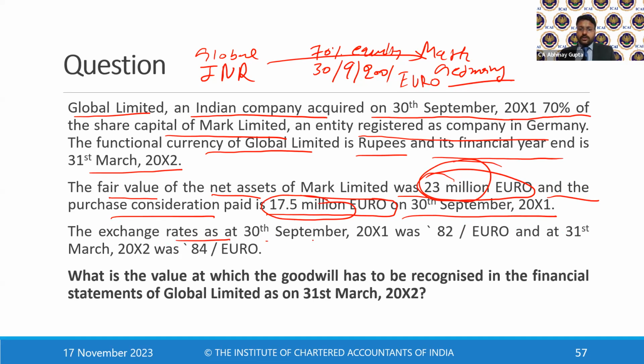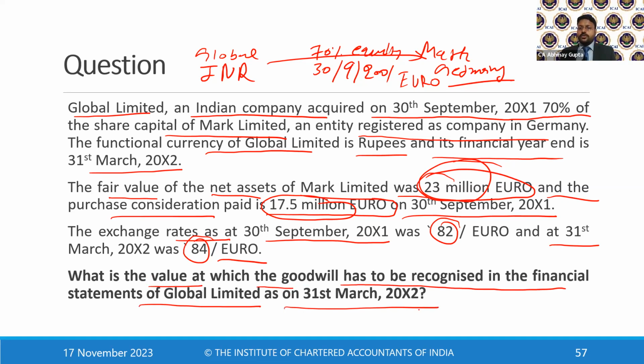The exchange rates on 30th September 2001 was 82 per euro and 31st March 2002 was 84 per euro. What is the value at which goodwill has to be recognized in the financial statements of the Global Limited as on 31st March 2002? So at what value goodwill will be recognized as on 31st March 2002 in the books of Global Limited?